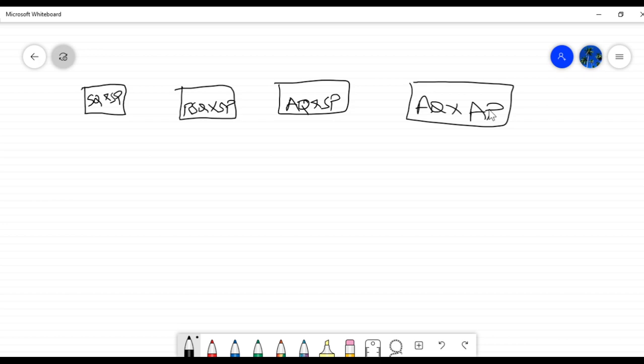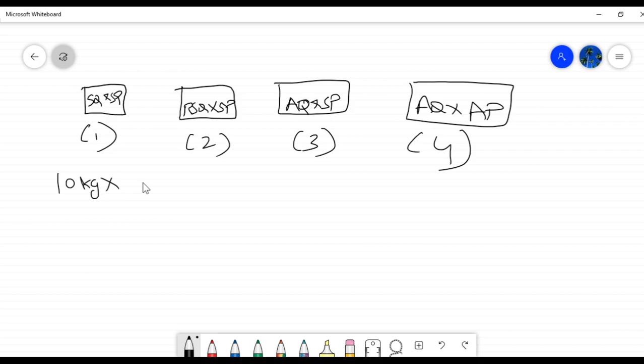What is SQ into SP here? Standard quantity into standard price. So 1, 2, 3, 4: standard quantity into standard price, revised standard quantity into standard price, actual quantity into standard price, actual quantity into actual price. Standard quantity is how much? 10 kg. Standard price is how much as per the question? 4 per kg.